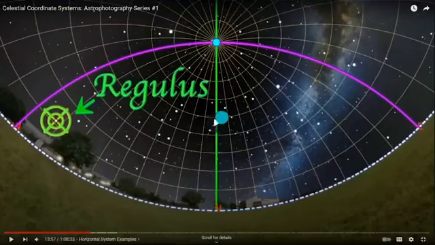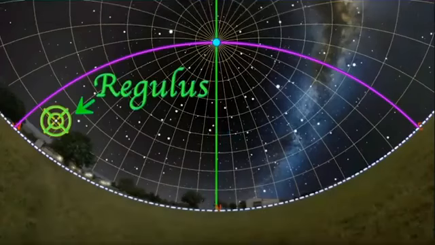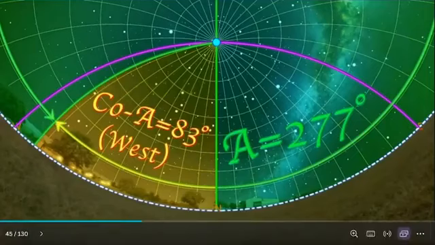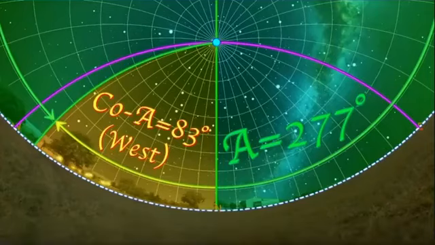This is going to be the other observation that we make, just using the other part of the alt-az grid. If we find Regulus, it'll be west. Since azimuth is measured eastwards from north, we can subtract its westward angle from 360 to determine its current azimuth.